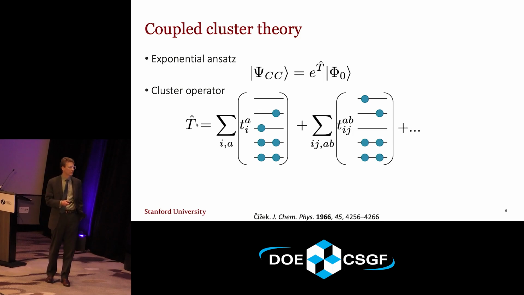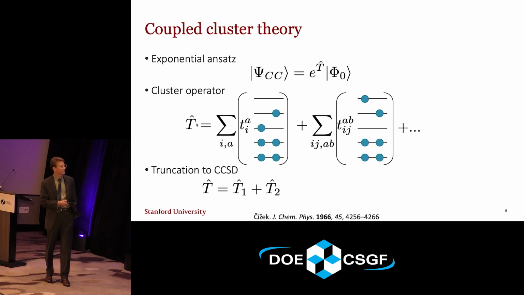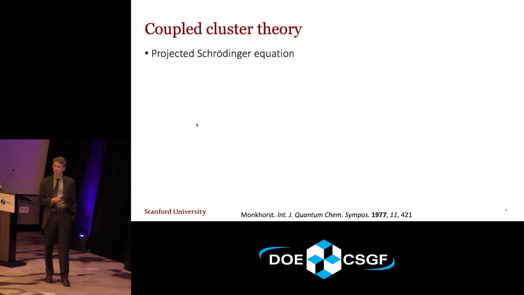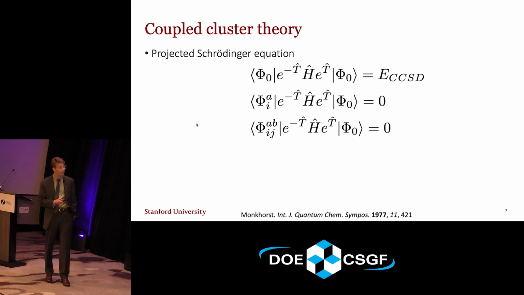And the most common level of truncation is after single and double excitations, giving rise to coupled cluster with singles and doubles, or CCSD. So here we have our CCSD cluster operator, and our CCSD wave function is characterized by these two operators, which amounts to a matrix of single excitation amplitudes and a fourth order tensor of double excitation amplitudes. From this wave function, we can project our coupled cluster Schrodinger equation onto the reference determinant to give us an equation for the energy, and onto the manifold of singly and doubly excited determinants, which gives us a set of coupled nonlinear equations for the determination of the amplitudes.